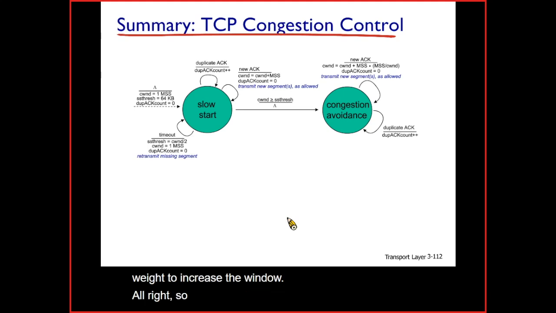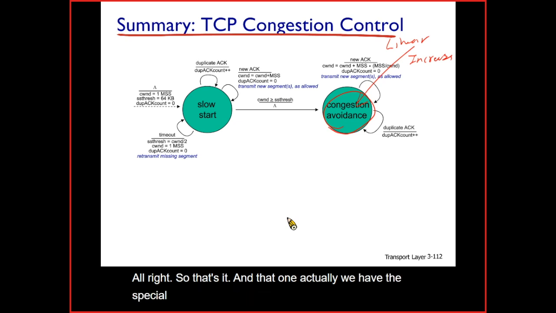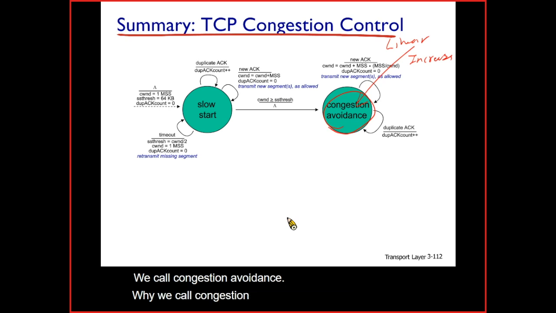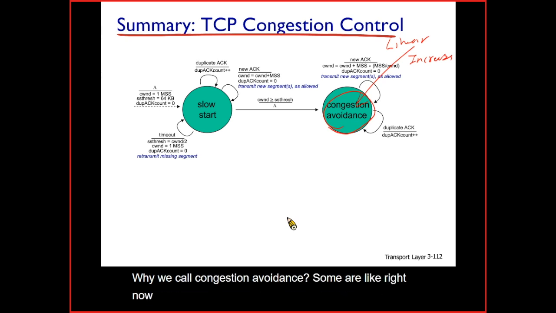The special term is linear increase. We call it congestion avoidance. Why do we call it congestion avoidance? Think about this scenario: you climb a mountain, and if you have a hill over there, maybe right now it's high enough.